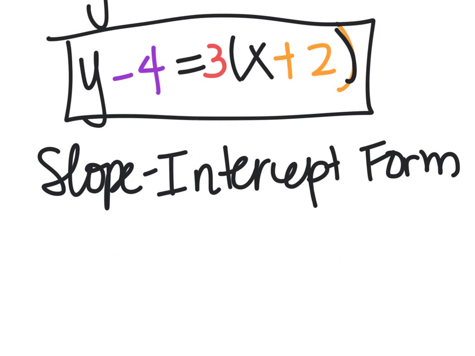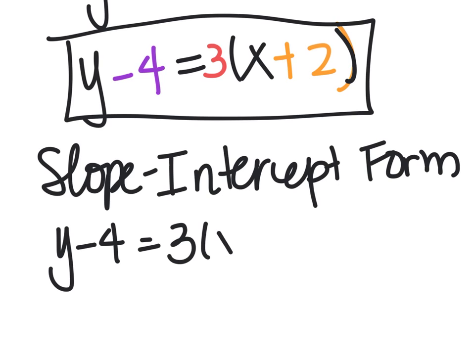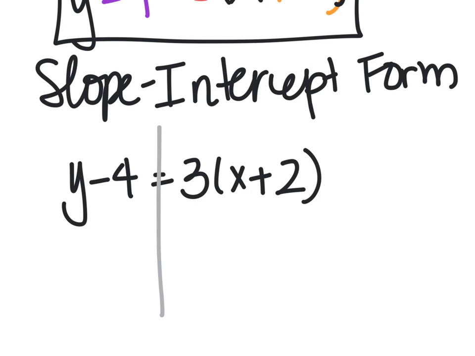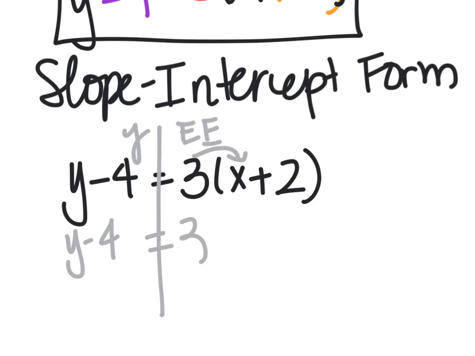Now, if I wanted to get this in slope intercept form, which is usually what we end up doing, that means we're solving for y. In order to do that, I need to do a little bit of math. So I'm trying to get all of my y's on one side, everything else on the other. Well, over here on the right side, I have parentheses, so I need to distribute. So I'm going to bring down my y minus 4, and I'm going to distribute. 3 times x is 3x, and 3 times a positive 2 is a positive 6.